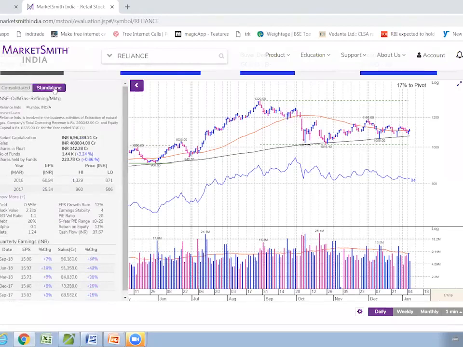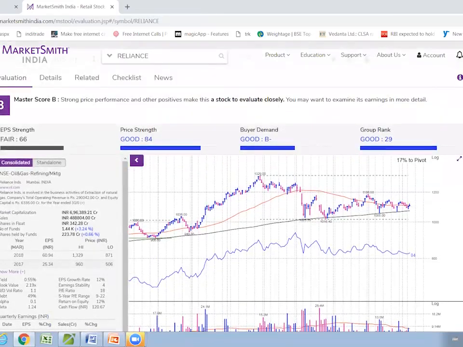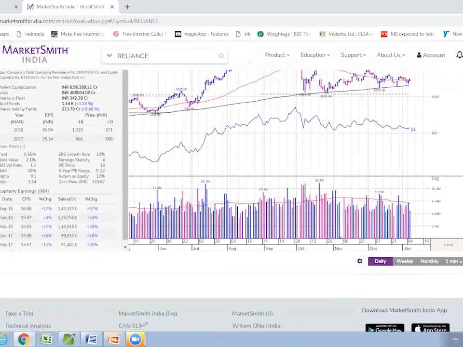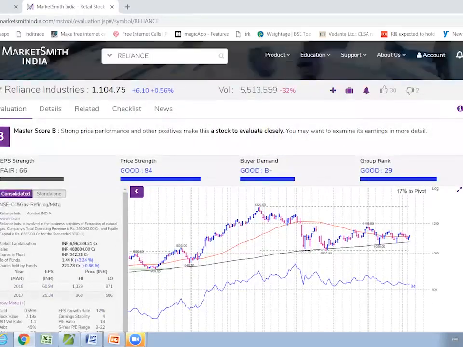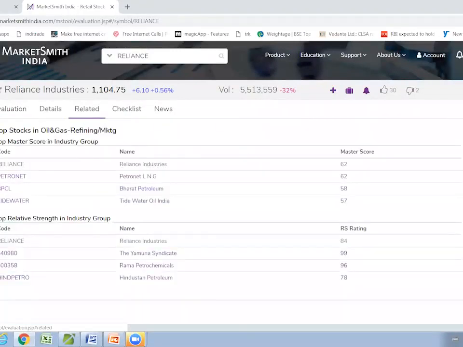Standalone gives you the standalone figures, consolidated gives you the consolidated figures. Now, before the question comes, always follow consolidated figures if they are available. If consolidated is not available, in that case, you can go to standalone data. Now, if you click on related, you will get a relative analysis.